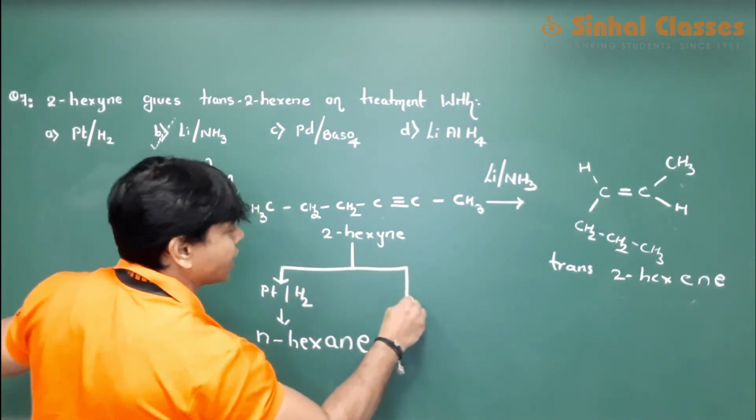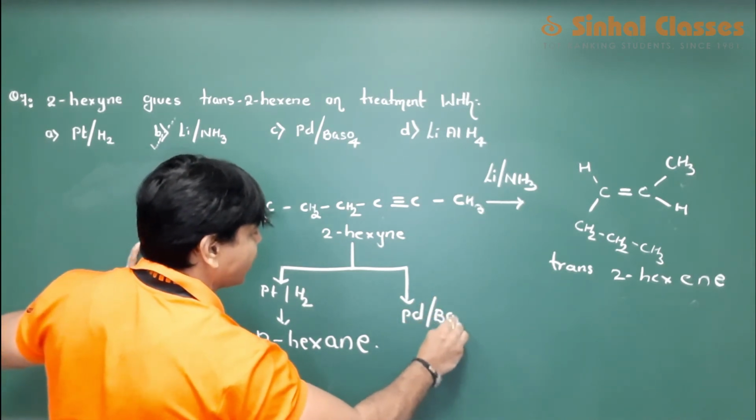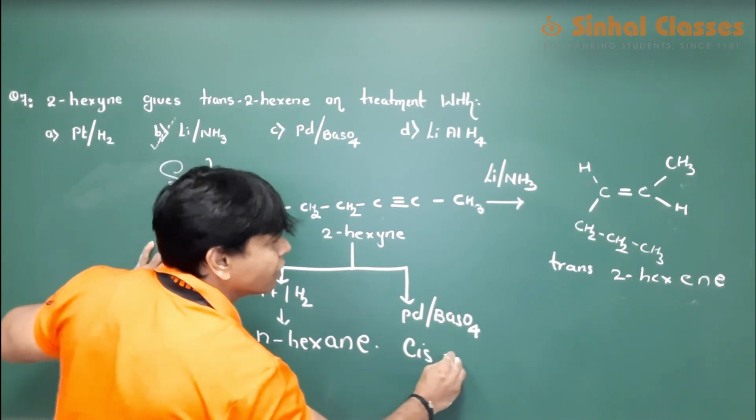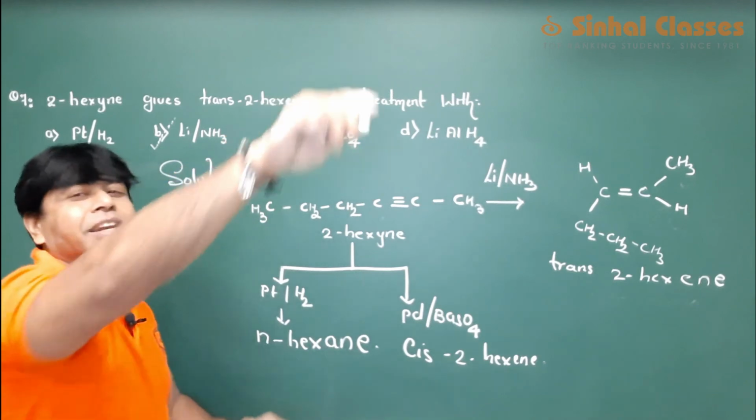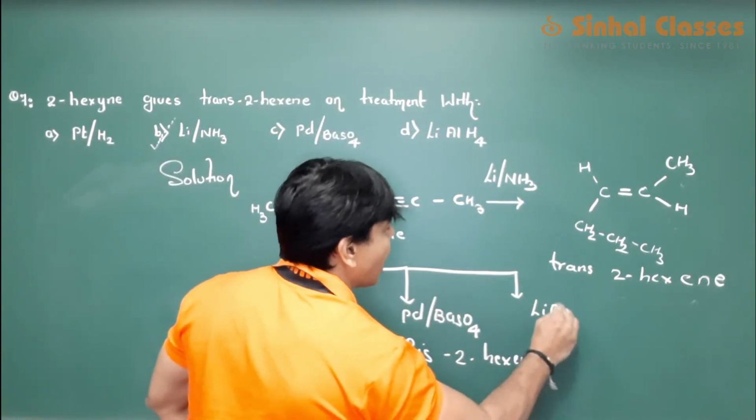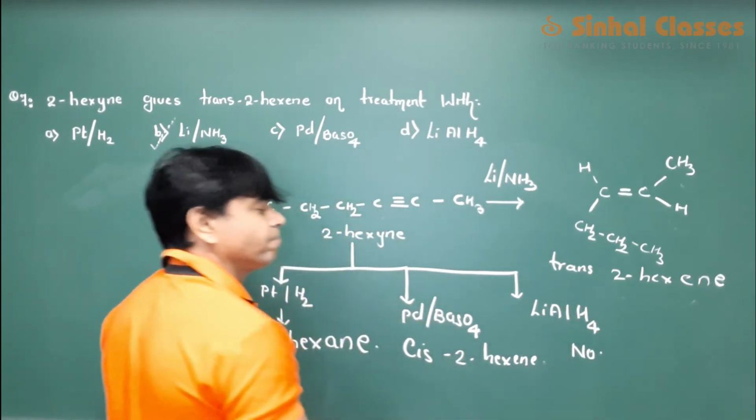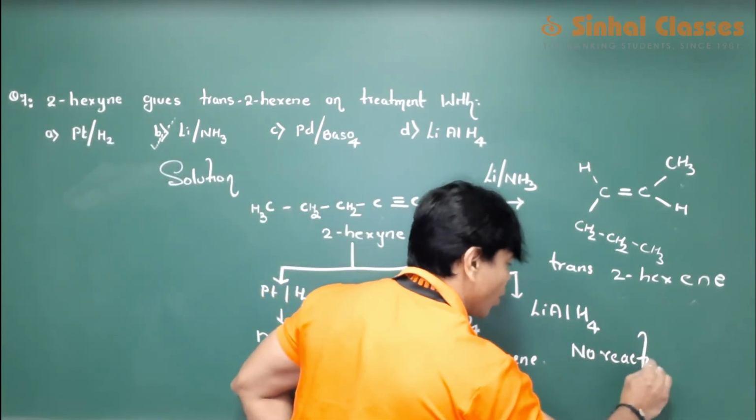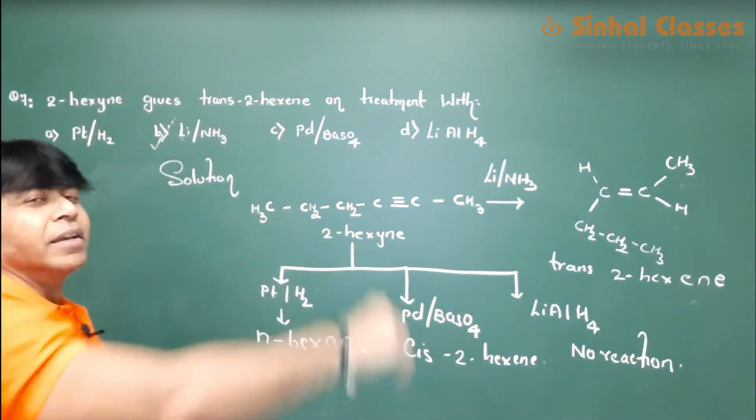Whereas when you take palladium with barium sulfate, it will give you cis-2-hexene. What about lithium aluminium hydride? No reaction, no effect. So your answer for this question is B, lithium ammonia.